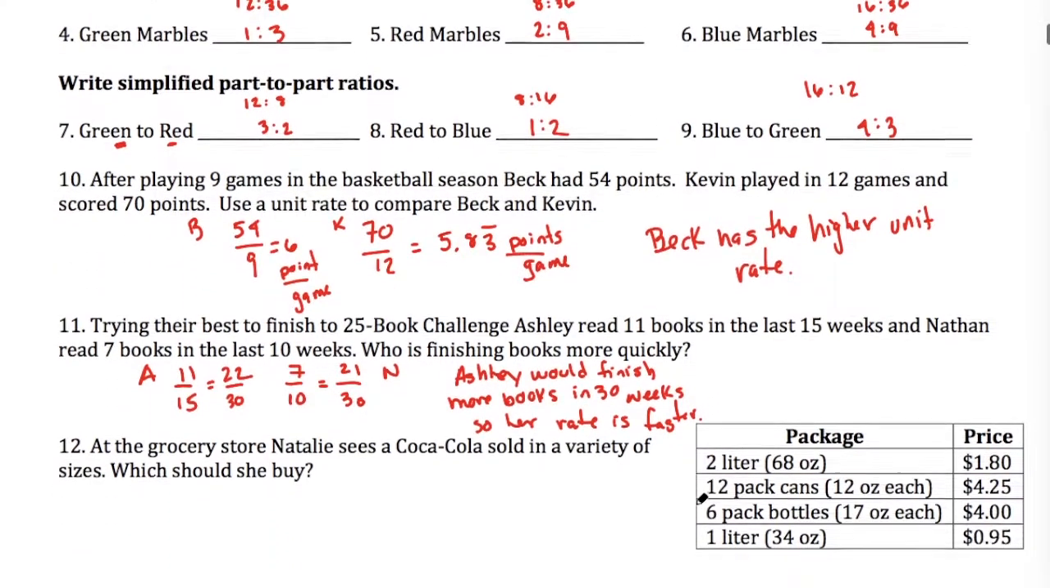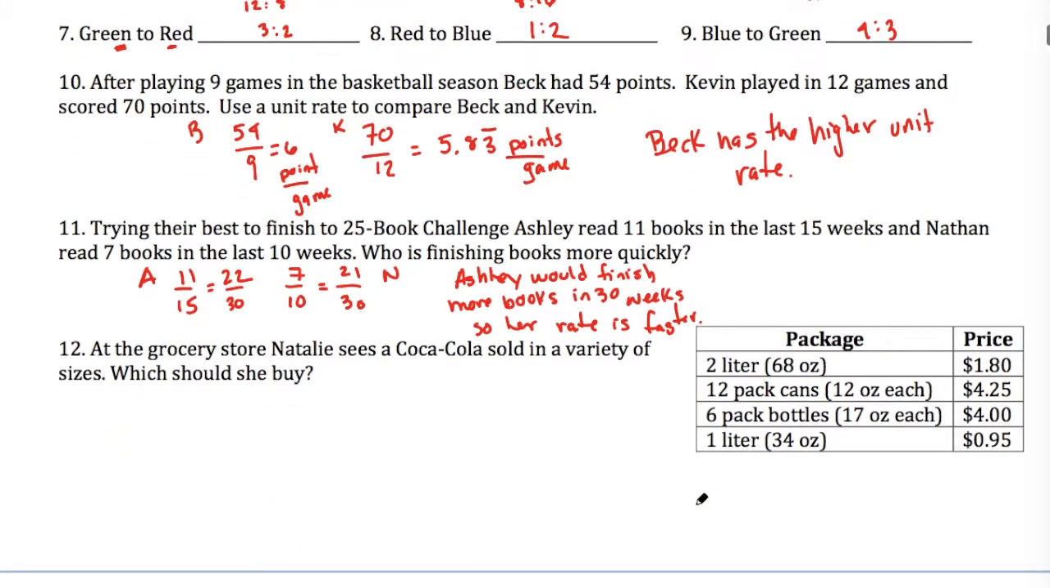Great. Okay, lastly, we have another situation where we're doing some consumer shopping and we're trying to find the best deal. At the grocery store, Natalie sees a Coca-Cola sold in a variety of sizes. Which should she buy? So again, you don't have to do both methods, so I would pick a method that's going to work best for you. So let's go with dollars divided by ounce. That's the typical convention, and it makes sense that we want the least dollars per ounce.